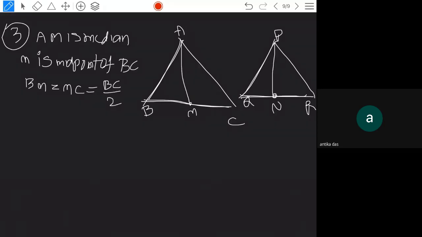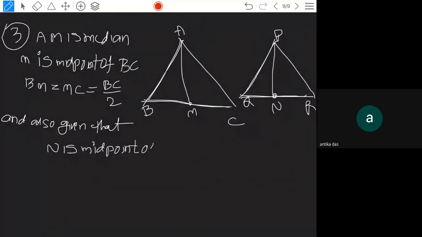And also given that N is a midpoint. N is the midpoint of QR. That is nothing but QN is equal to NR is equal to QR by 2.